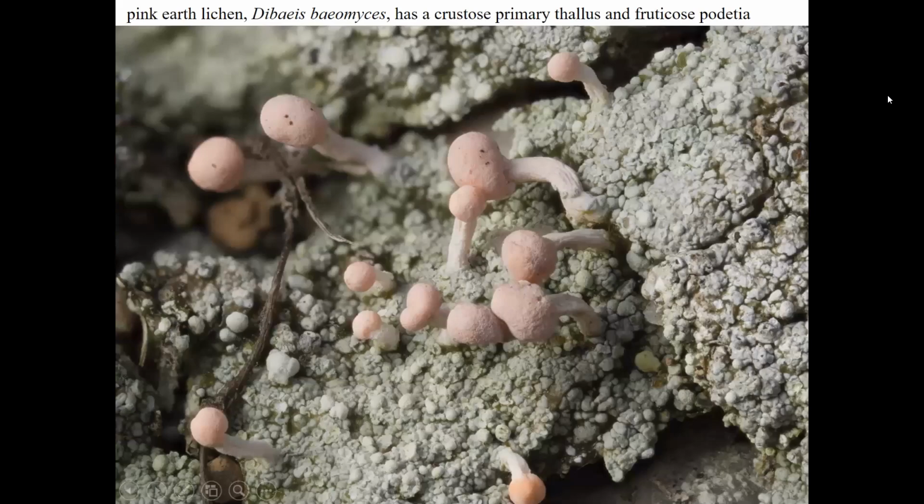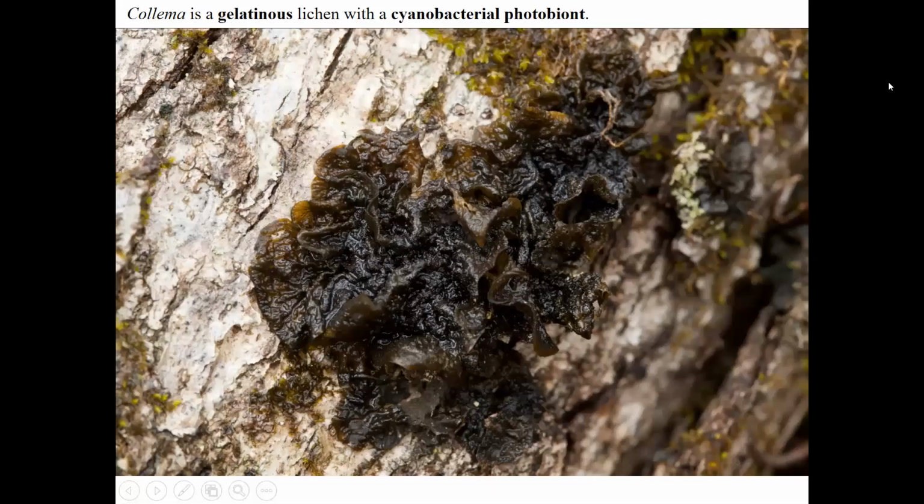So here's one. This one can't seem to make up its mind if it's crustose or fruticose. It's called pink earth lichen, Dibaeis baeomyces, and it grows on the ground on bare clayey soil in open areas. And it looks like a sort of whitish crust that you might not even recognize as being a lichen. You might just think it's a chalky sort of soil. And sometimes that's all it grows, and then you're kind of really stuck for identifying it unless you're familiar with that. But then when it produces these pseudopodetia that look like little pink lollipops with apothecia at the top. So that's kind of an odd one. It's sort of like half crustose, half fruticose.